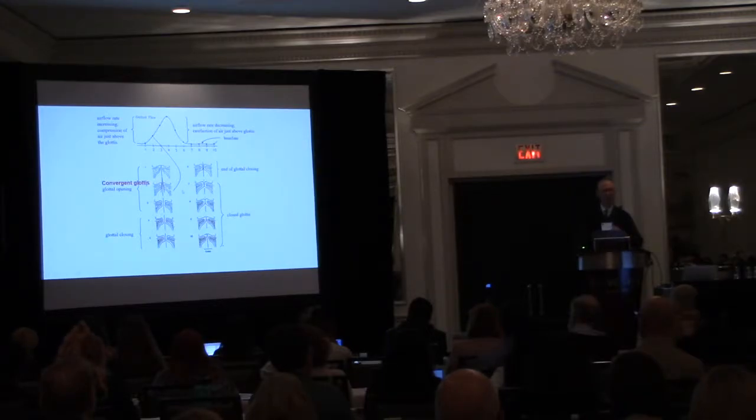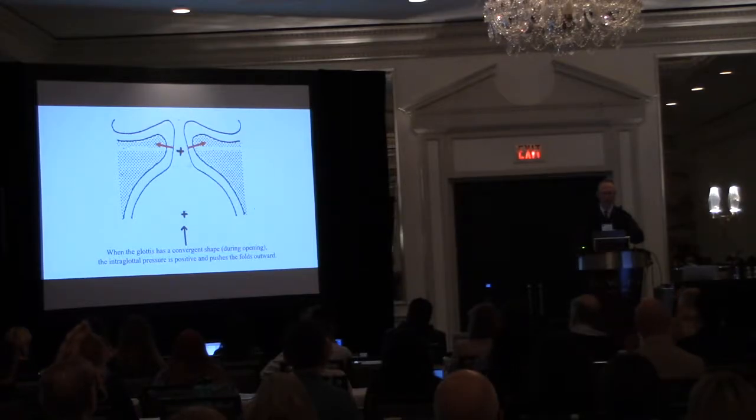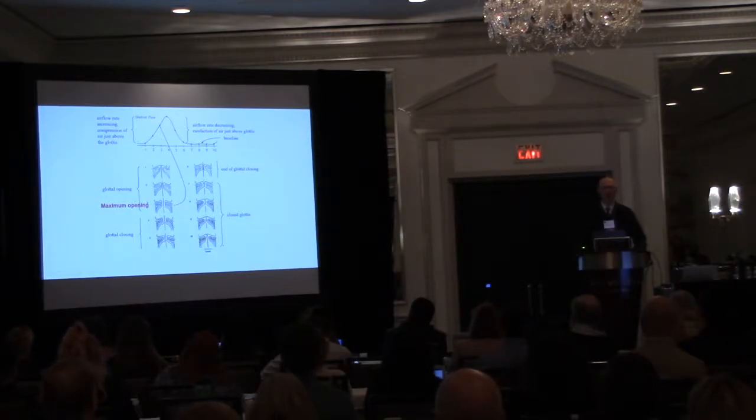Now this convergent shape has actually positive pressures pushing the vocal folds away, because the tracheal pressures are positive, and this is wider below and narrower above in the glottis. And thus positive pressures literally are pushing the vocal folds away from each other. Please do not say they're blown apart. That doesn't have the right connotation.